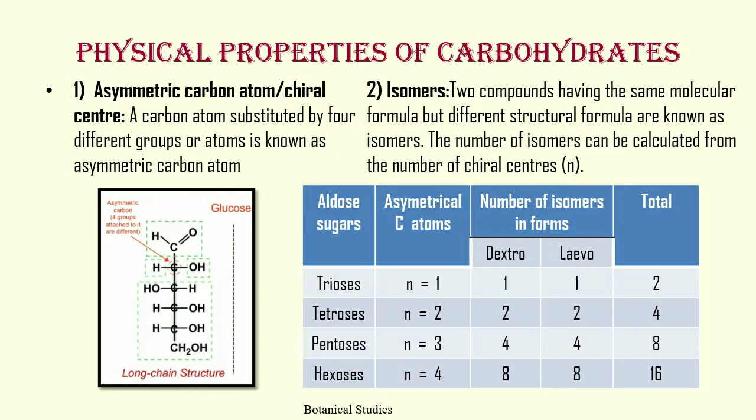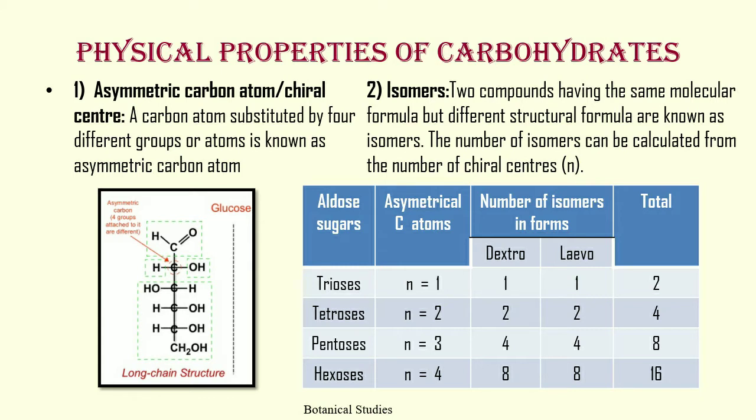Physical properties of carbohydrates. First, asymmetric carbon atom or chiral center. A carbon atom substituted by four different groups or atoms is known as an asymmetrical carbon atom. All carbohydrates have one or more asymmetrical carbon atoms except dihydroxyacetone. Let us take the example of glucose. Glucose is a hexose sugar which has four asymmetric carbon atoms or chiral centers.